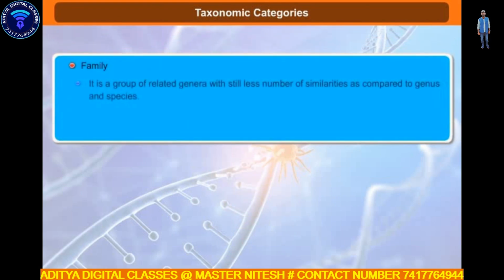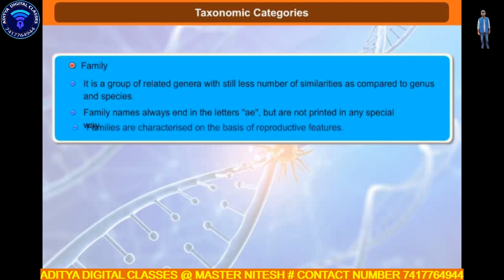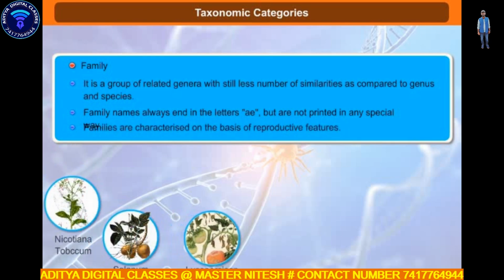Family. It is a group of related genera with still less number of similarities as compared to genus and species. Family names always end in the letters A, E, but are not printed in any special way. Families are characterized on the basis of reproductive features.